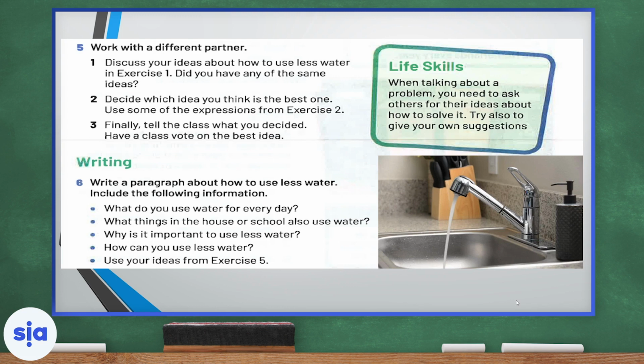Now we're going to move on to write a paragraph about how to use less water. Remember to include the following information. What do you use water for every day? What things in the house or school also use water? Why it's important to use less water? How can you use less water? You can use ideas from exercise 5.